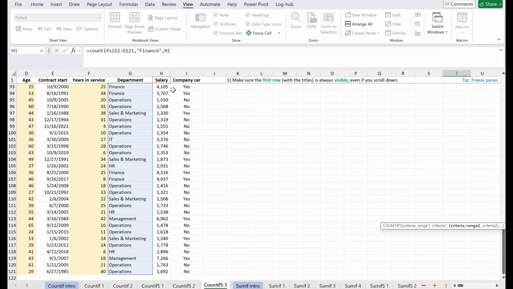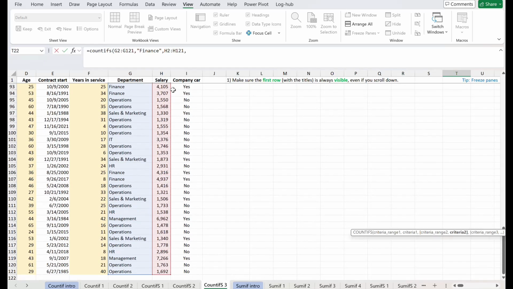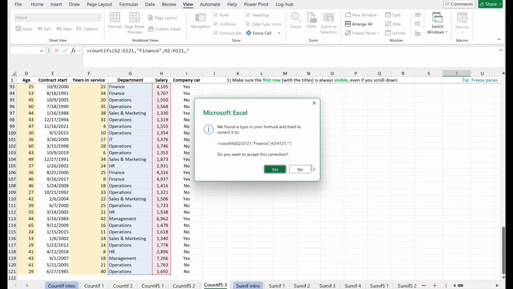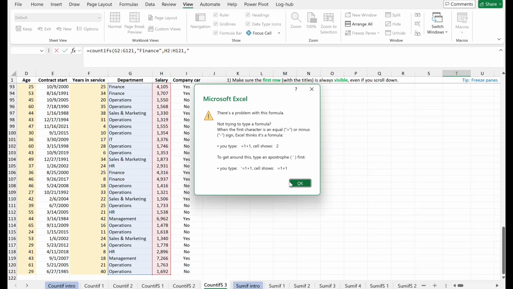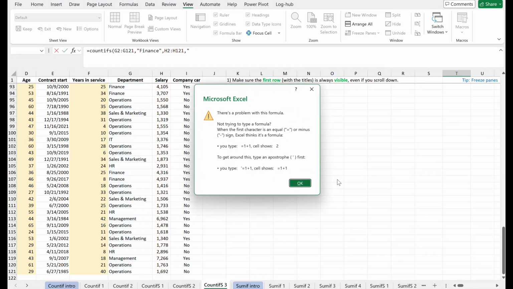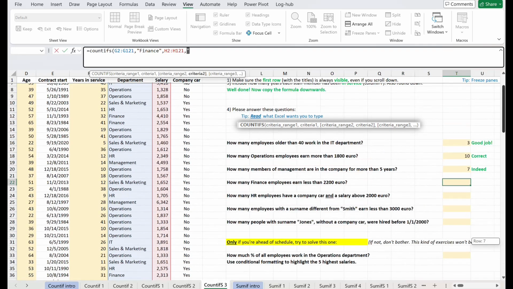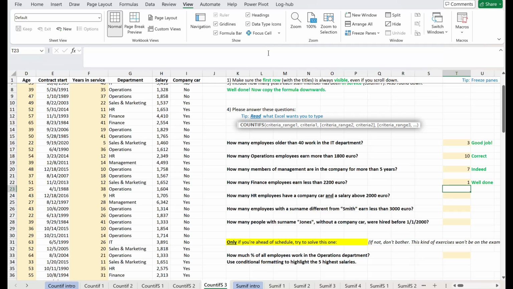Okay, and then the second range is the salary. And wait, no. Sorry for messing up. I just wanted to have a sneak peek. Yes, less than 2,200. All right, this should be correct.